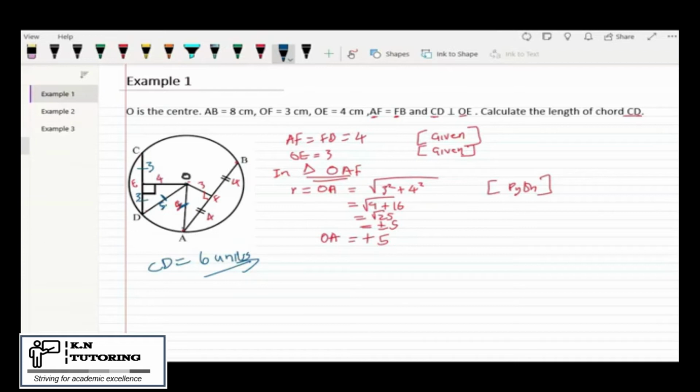Hence you can see here, I'm just writing all over the place. The most important thing for you is for you to see the steps that I'm taking to get to the answer. And that concludes this example 1. We will now jump over to example number 2.